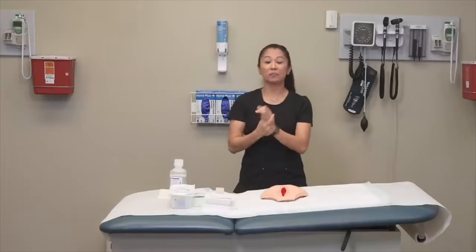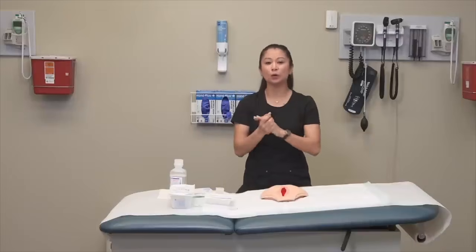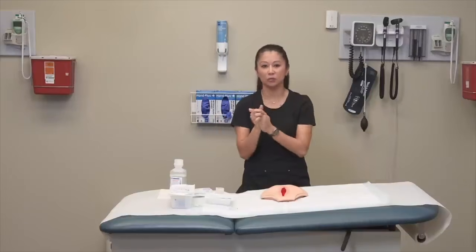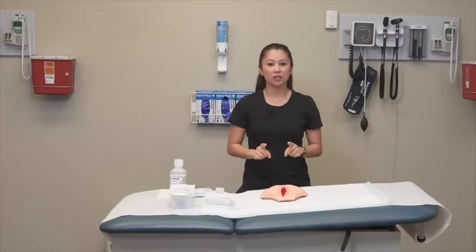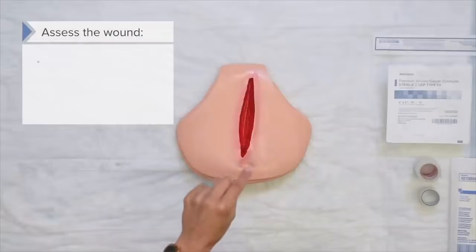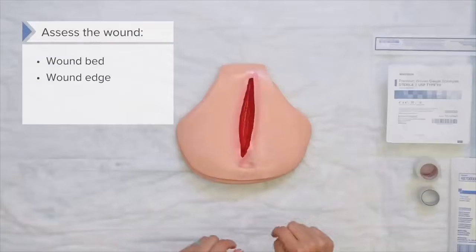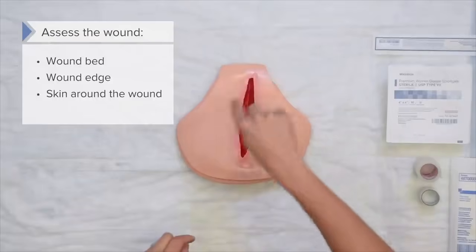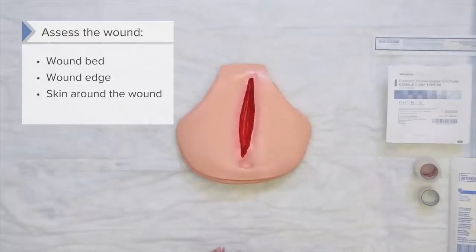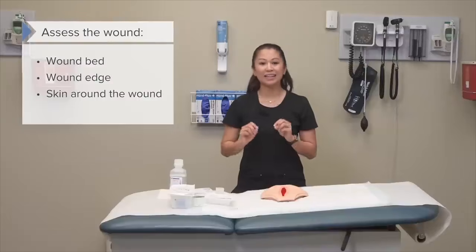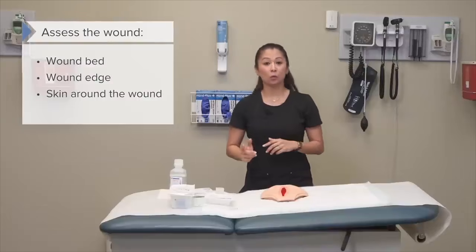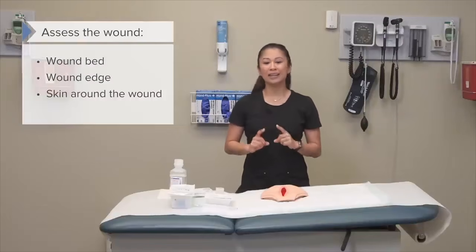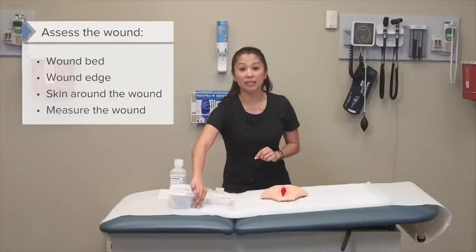Okay, so now that I performed my hand hygiene, this is a great time to assess the wound. A couple of things to know: we want to look at the wound bed, we want to look at the edge, and we also want to take a look at the skin around the wound. That's also important. The other thing to know is that at this point, depending on the order or if you're tracking the wound, many times we're going to measure it at this point.